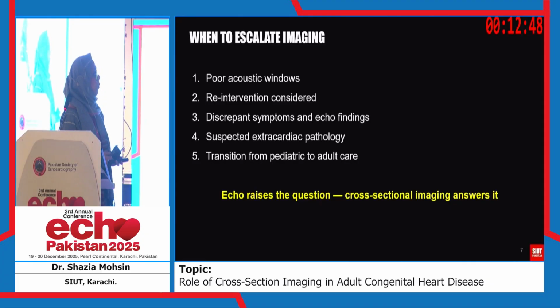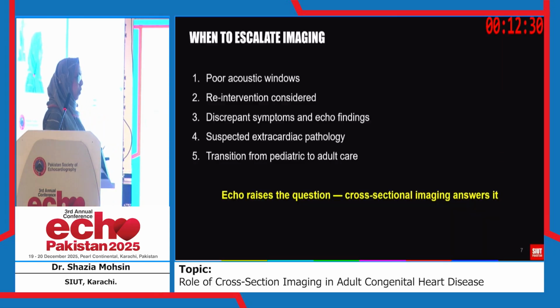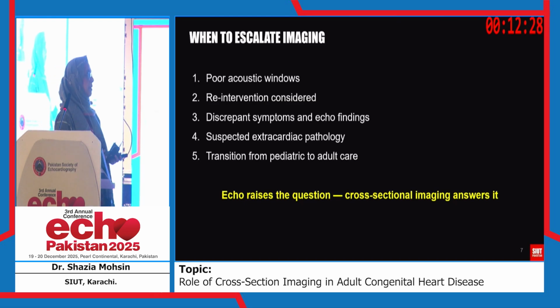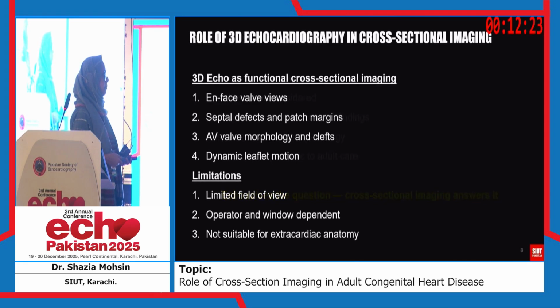So when to escalate to imaging? If you have poor acoustic windows, if a re-intervention is being considered, if there is suspected extracardiac pathology. So the bread and butter is echo, the 2-dimensional echo, because it will give you hemodynamics, it will give you anatomy. But when to escalate? Echo raises the question and cross-sectional imaging actually answers it.